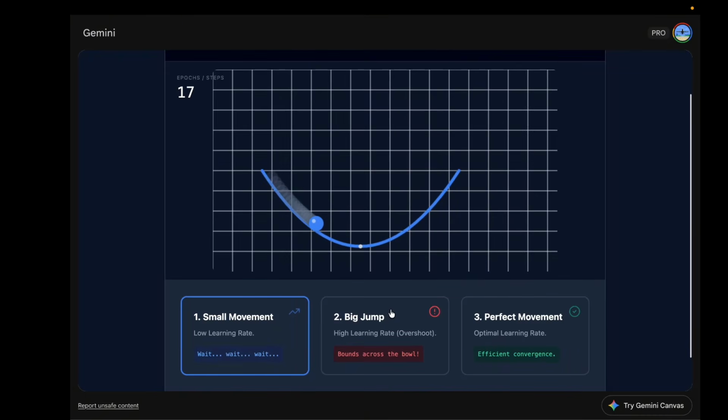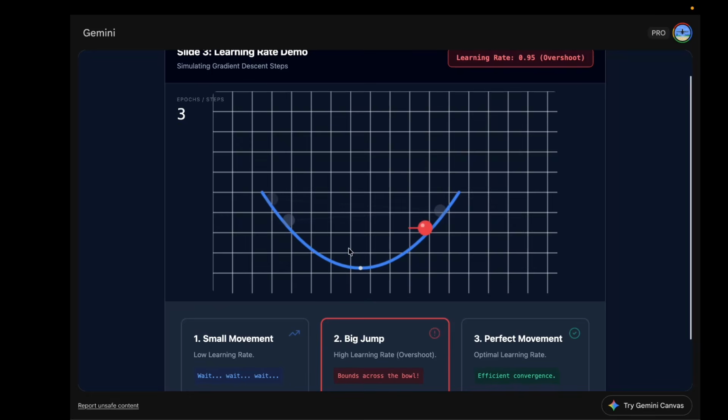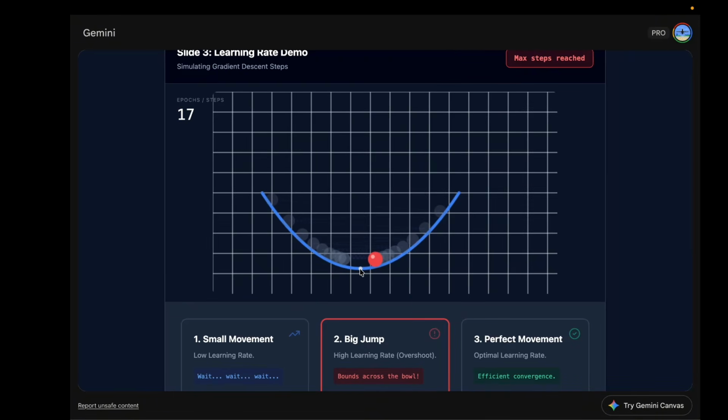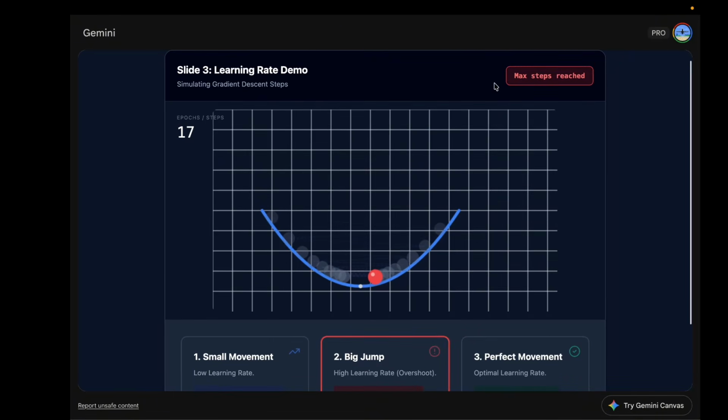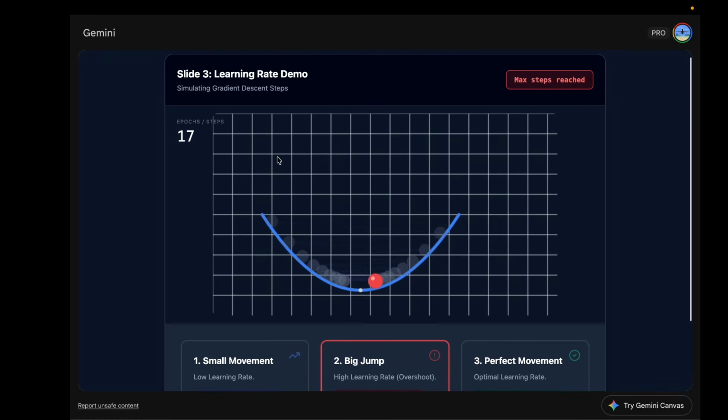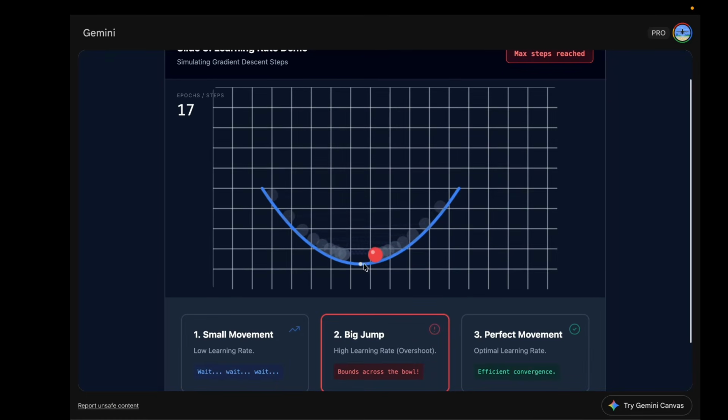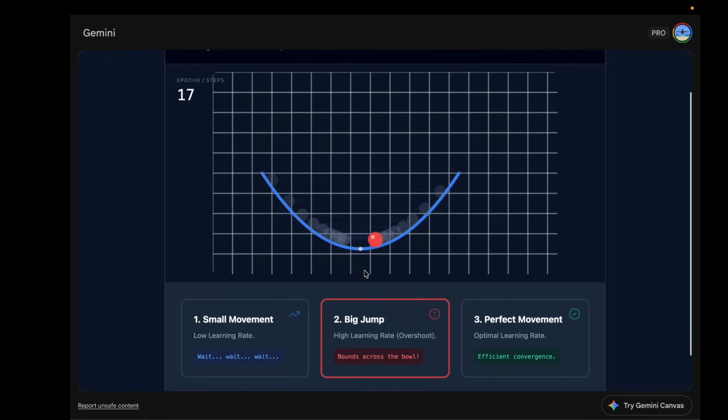But then if we take the big jump where the learning rate is high, you see the ball is jumping around. It overshoots. So that's why it reaches the max steps, which is 17, but it cannot come to the lowest point, and it overshoots the steps.